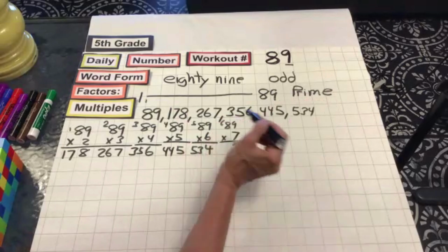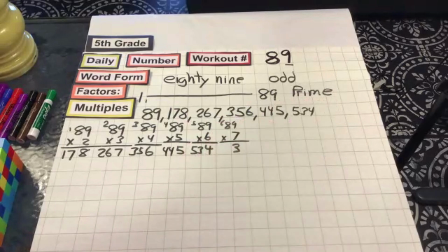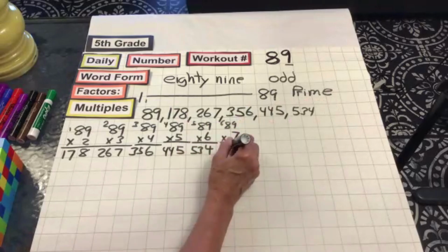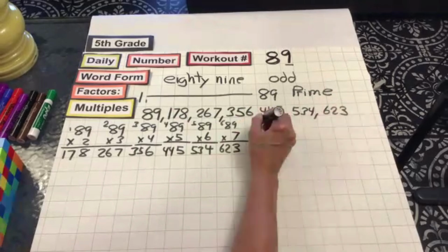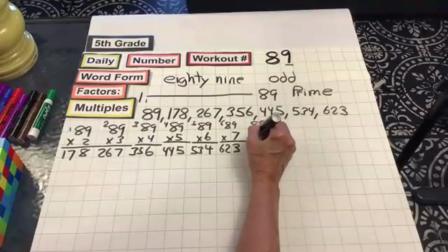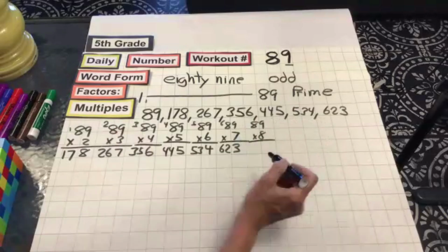Drop the 3, carry the 6. 7 times 8 is 56, plus 6 is 62. So we have 623. 8 89s. 8 times 9 is 72.